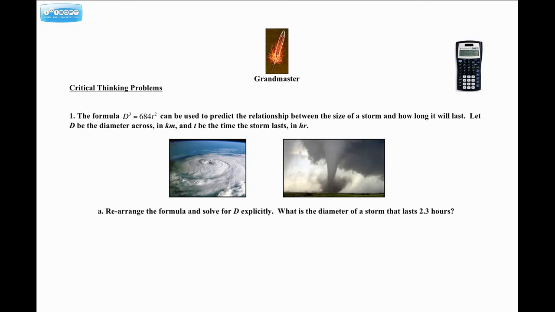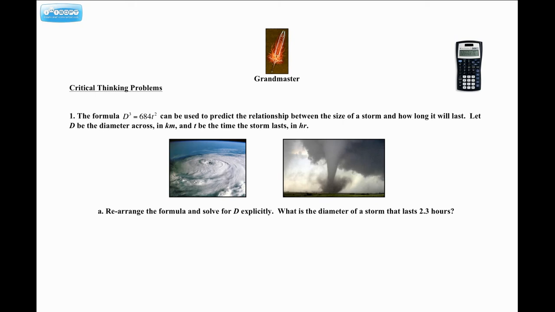Section 4.1, Grandmaster, some critical thinking problems. Number 1. The formula d cubed equals 684t squared can be used to predict the relationship between the size of a storm and how long it will last. Let d be the diameter across in kilometers, and t be the time the storm lasts in hours.